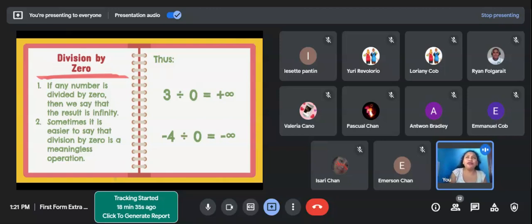So, why is 3 divided by 0 equal to infinity? And I'm going to explain why. When we talk about division, we're talking about groups, right? So if I have 3 and I'm going to divide 3 by 0, I am going to be taking out groups of what? Groups of how much?